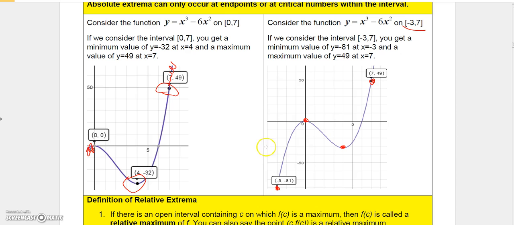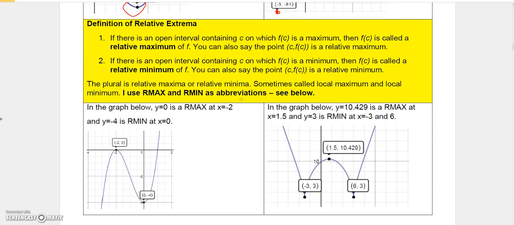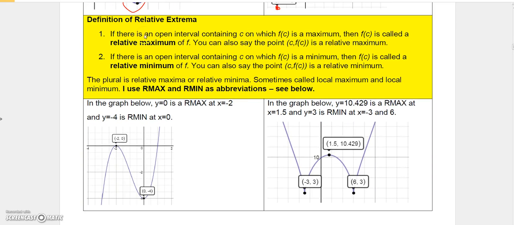So, but the absolute extrema would be at these endpoints. Okay, now let me go ahead and give you a definition for relative extrema. It says if there is an open interval containing c on which f of c is a maximum, then f of c is called a relative maximum.